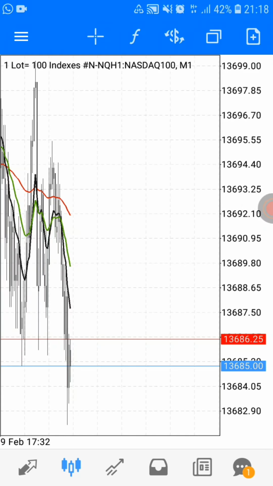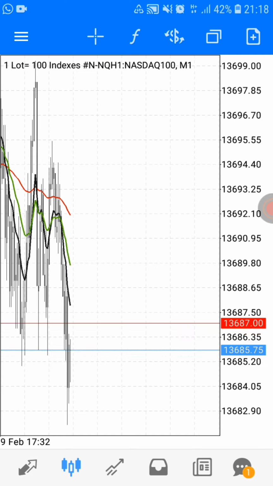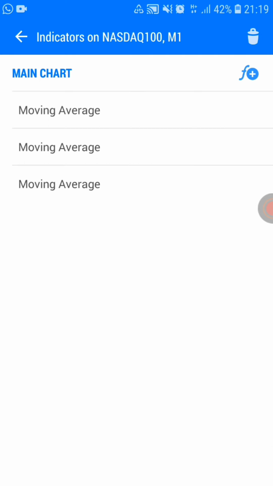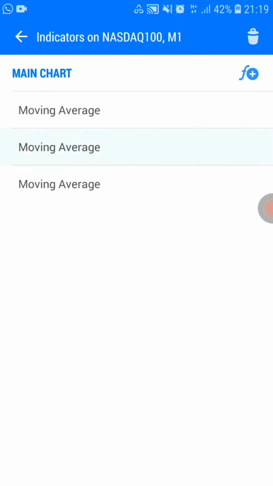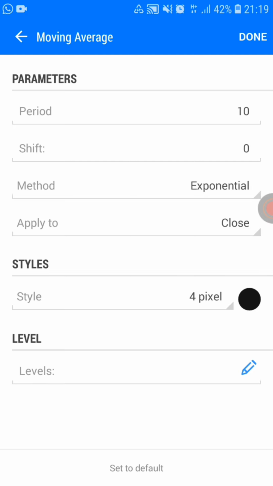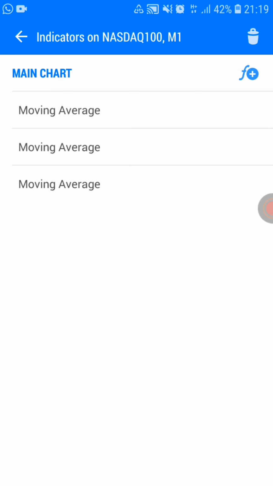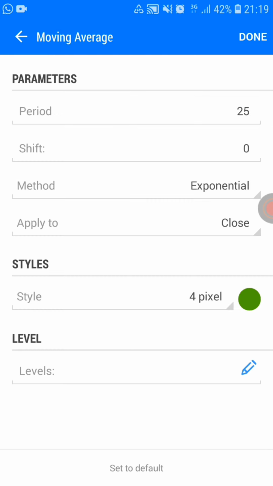Today I'm going to show you a strategy that works on NASDAQ 100. The settings are as follows. The strategy contains 3 moving averages. The first moving average has a period of 50, shift 0, method smoothed, applied to close, style 4 pixel, color red. The second moving average has a period of 10, shift 0, method exponential, applied to close, style 4 pixel, color black or any color of your choice. The third moving average has a period of 25, shift 0, method exponential, applied to close, style 4 pixel, and the color is green.